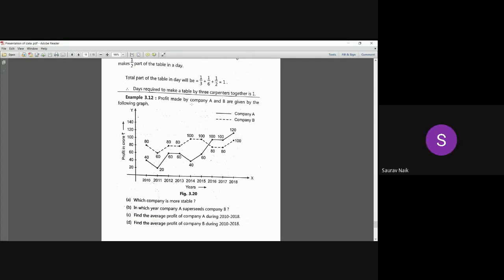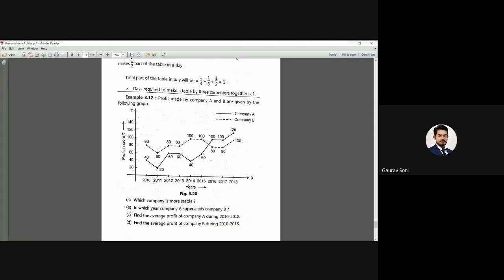Sir, because in company A, it directly starts from 80 and then goes to 120, whereas in company B, the increase in profit suddenly rises in company A, but it's rather more subtle and constant in company B. Yes. So in B, what is observed is that it is not fluctuating, right? It is almost on the same level from the year 2010 to 2018.